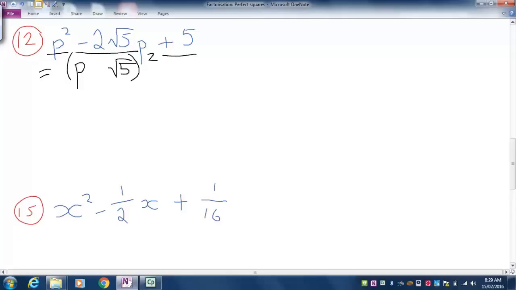Because that middle term there is negative, I know I'm going to have a minus in the middle of these brackets. And checking, root 5 times p gives me negative root 5p, and doubling that gives me negative 2 root 5p.